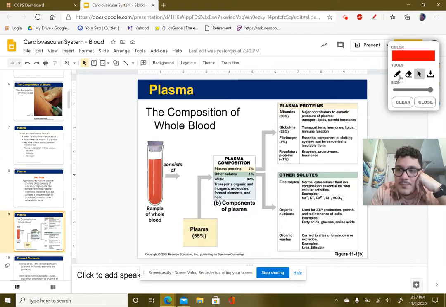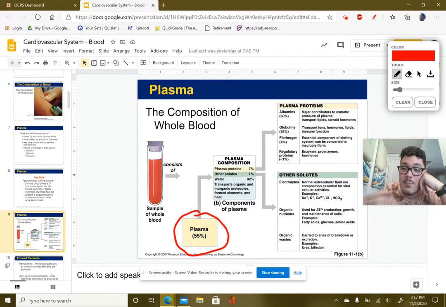Here's our plasma. Now, obviously, we know what blood looks like, or whole blood, as we call it. Please remember that 55% of the whole blood is going to be plasma. Of that 55%, 92% of it is going to be water. Keep that in mind. The other 8% is going to be plasma proteins and solutes. Remember, we just talked about those other three. You don't need to know the percentages. So keep in mind albumin, globulin, fibrinogen.